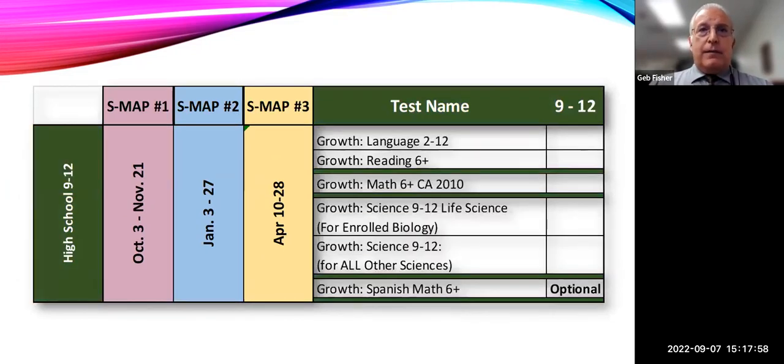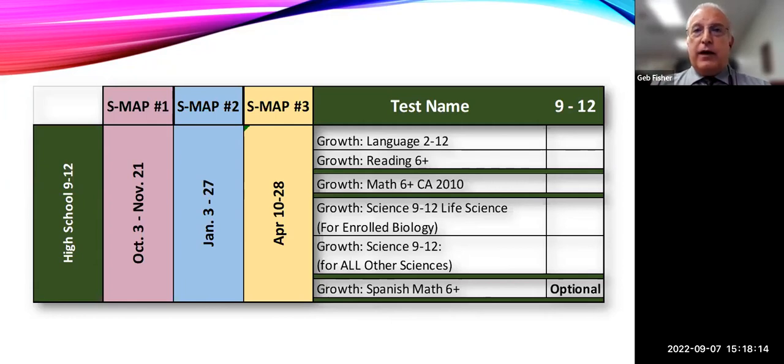High school, the language test is the same. It's 2 through 12, remember. So your students come into the system with a grade level. The system knows to start them at that approximate grade level and then has a window between second grade and 12th grade skills to find out where they're actually at.